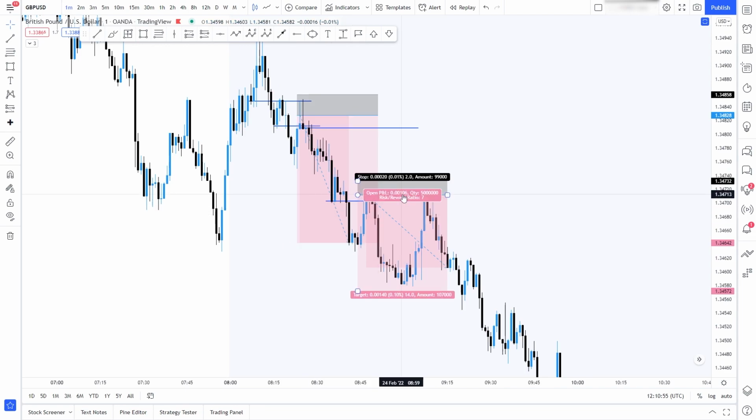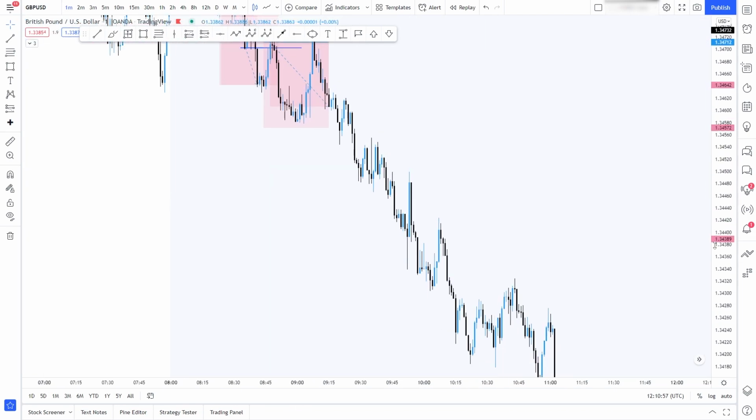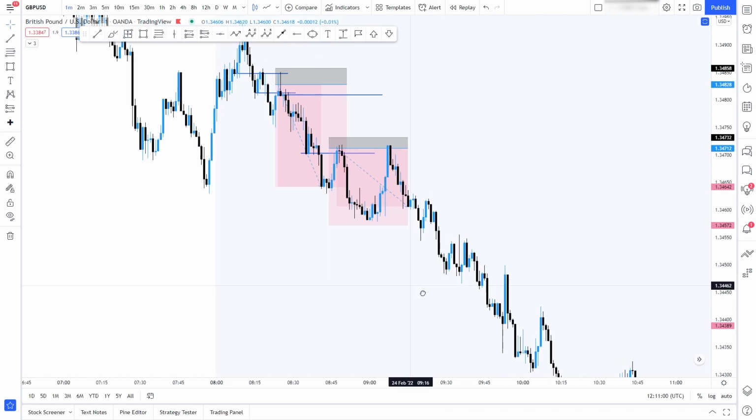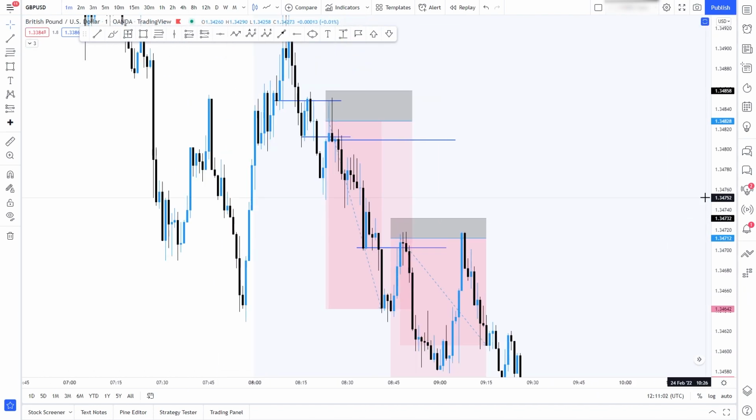I would have probably stopped after that, but I did trade a little bit during New York yesterday on the 24th. But I'm just going to leave it to that, just showing you them two.